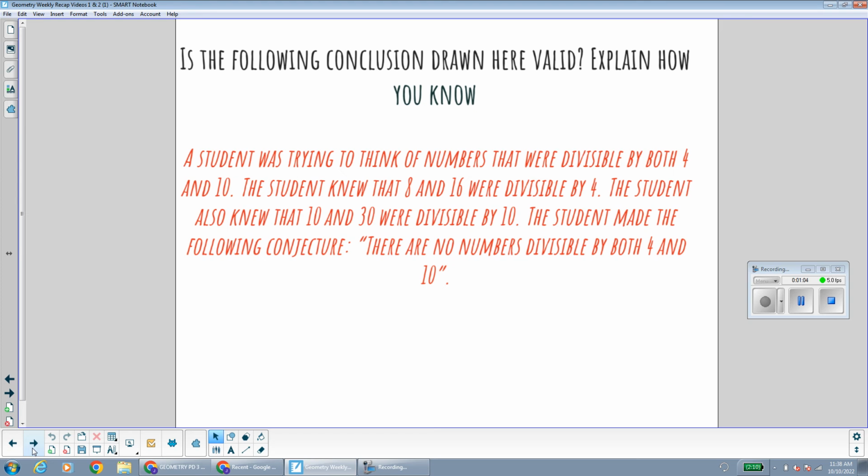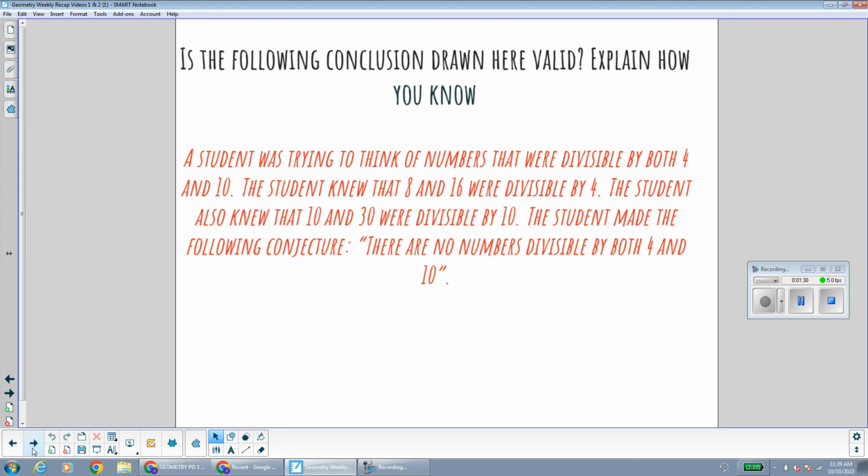A student was trying to think of numbers that were divisible by both 4 and 10. The student knew that 8 and 16 were divisible by 4. The student also knew that 10 and 30 were divisible by 10. The student made the following conjecture. There are no numbers divisible by both 4 and 10.